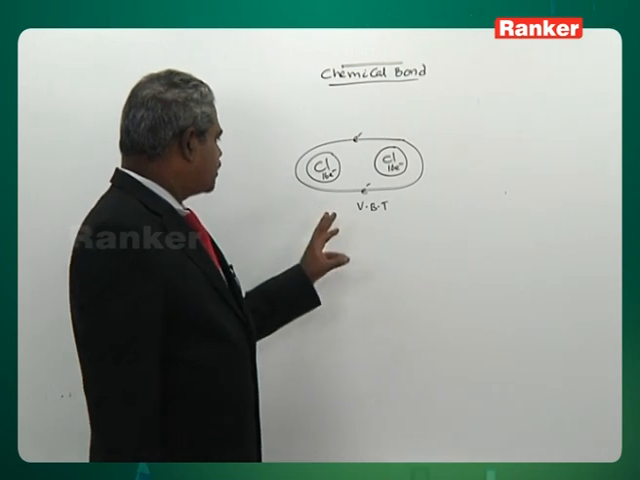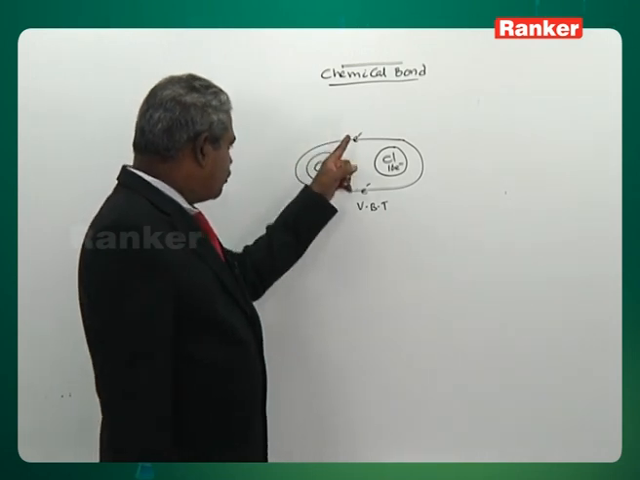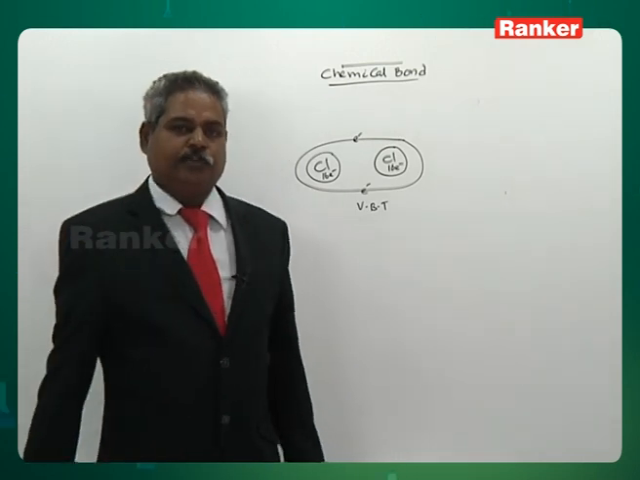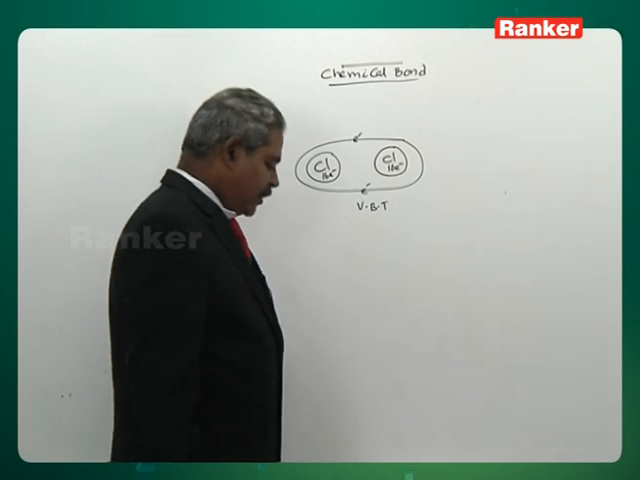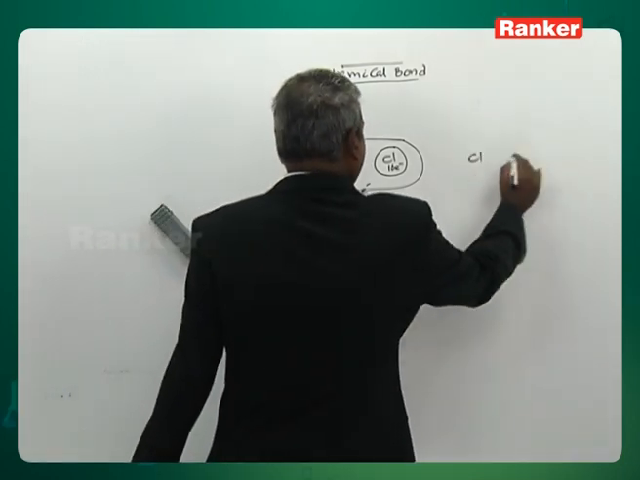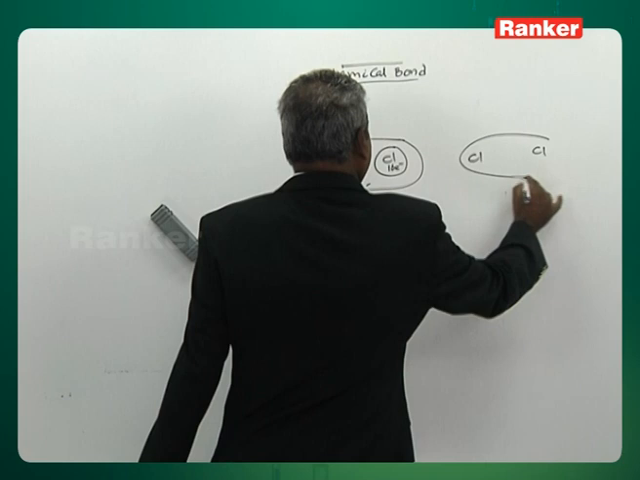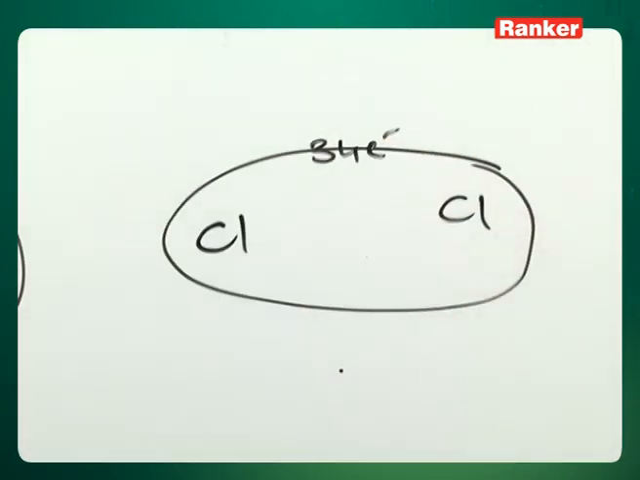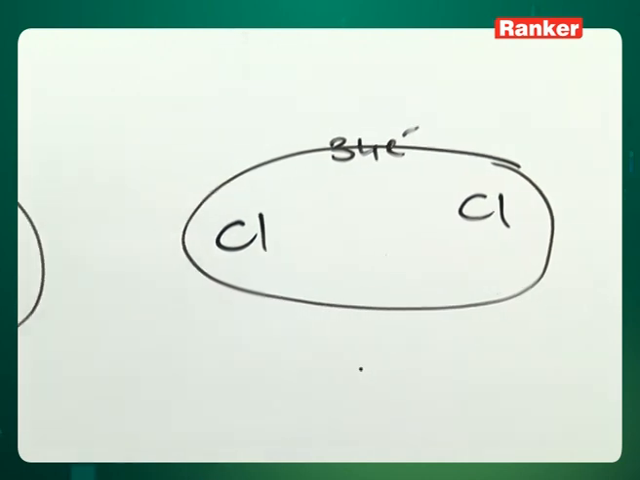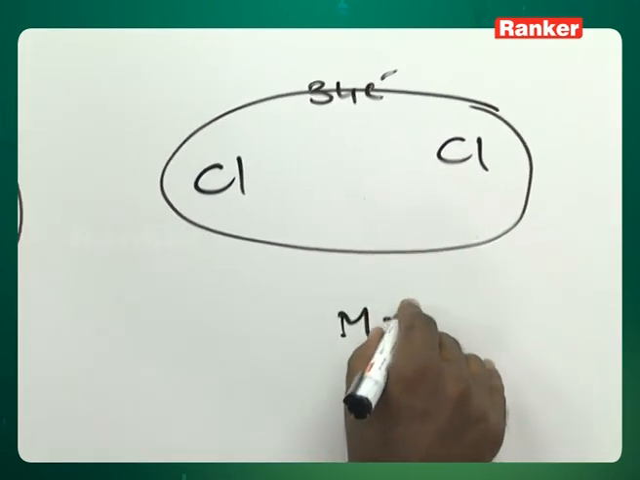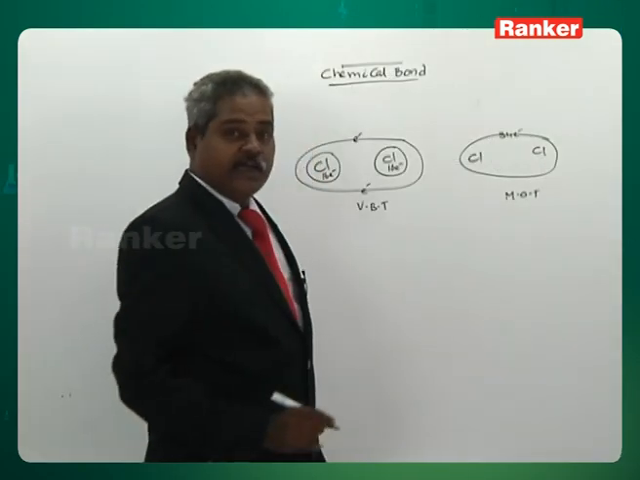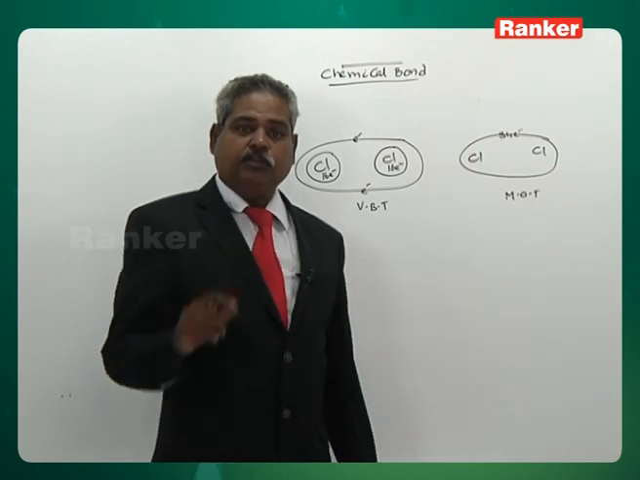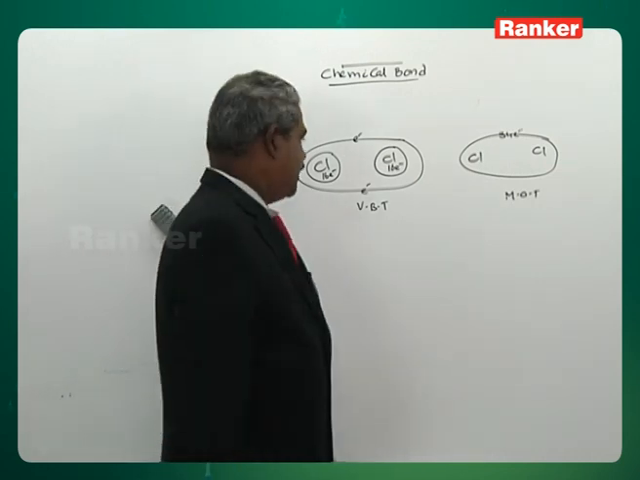So, according to valence bond theory, only that outermost unpaired electron of the outermost orbit, that particular 3pz1 electron, participates in bonding. But according to molecular orbital theory, all 34 electrons participate. 17 plus 17, all 34 electrons will participate in bonding. And you will be surprised: if 34 electrons are participating, are there 17 bonds between the two chlorine atoms? No, it is not so.